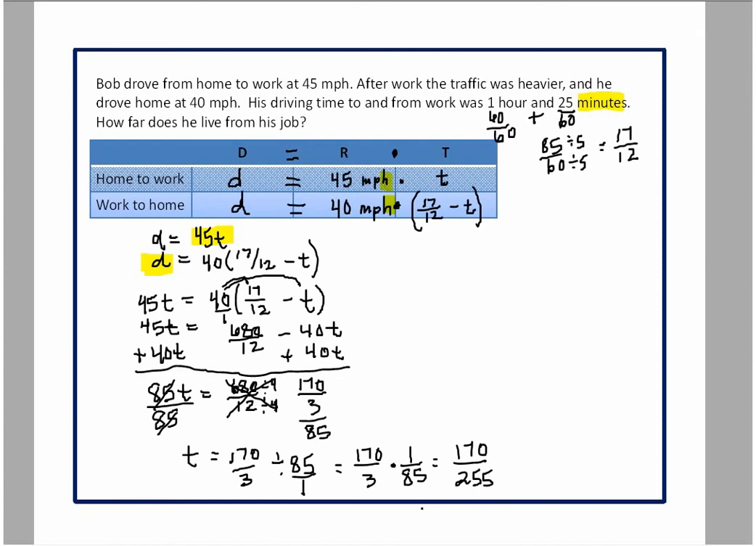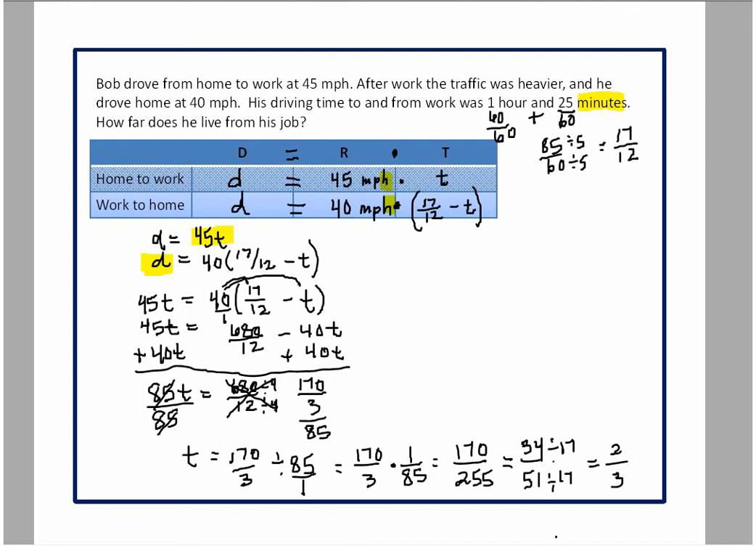And I know 5 goes into both of them, so let's try dividing by 5. So this gives me 51, and 170 divided by 5 is 34. Oh, that one's a tough one, because it looks like, if I remember right, 17 goes into both 34 and 51. Let me see. 51 divided by 17 is 3, yes. So that one's kind of a tricky one. So I'm dividing top and bottom by 17. So that gives me 2/3. So my time is 2/3 of an hour.